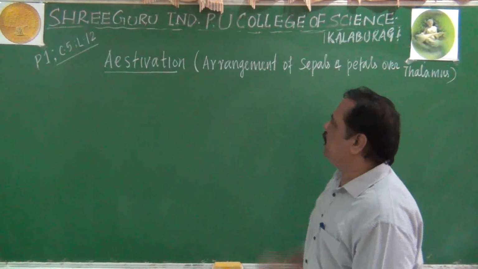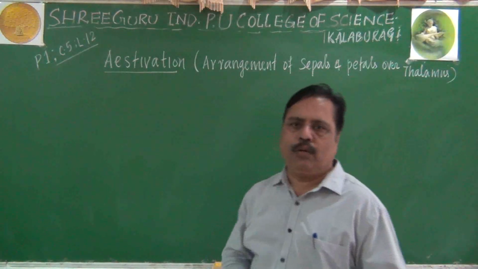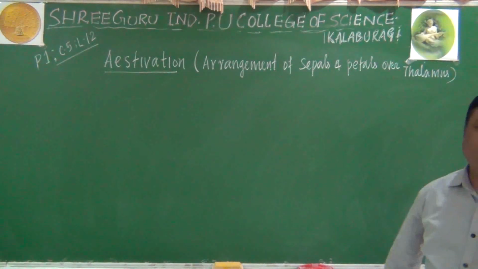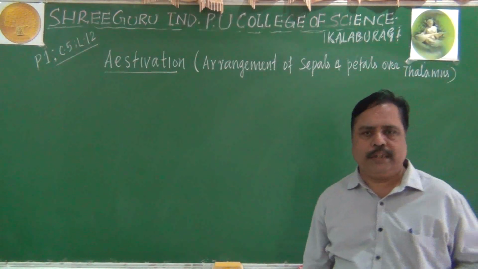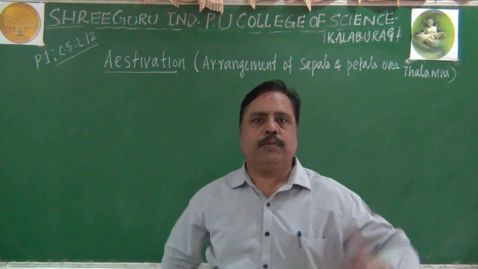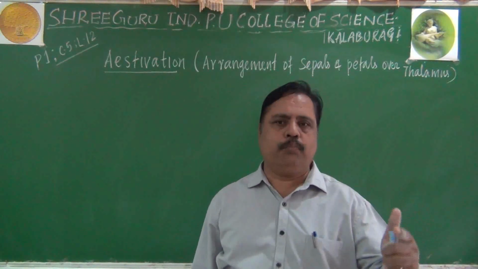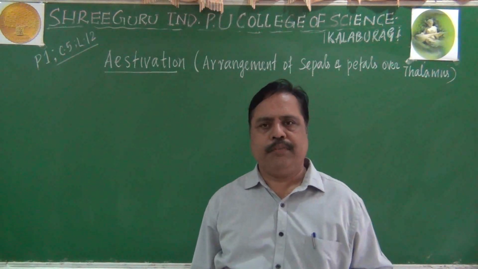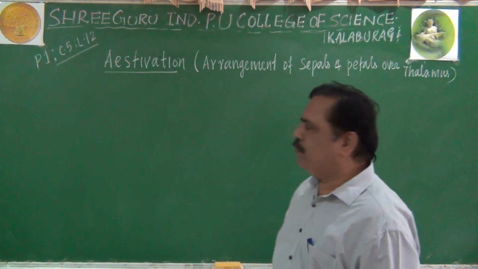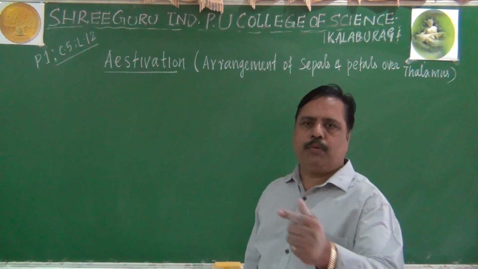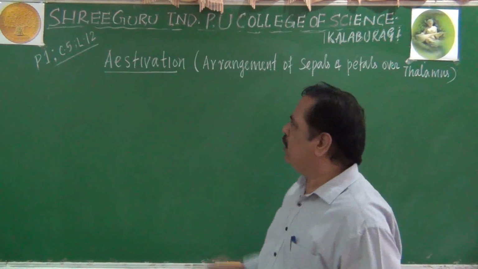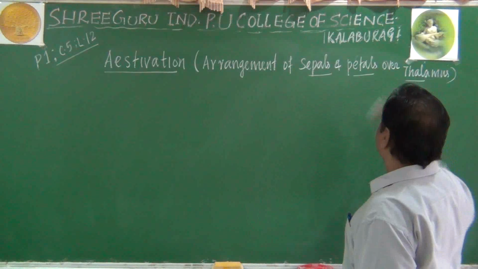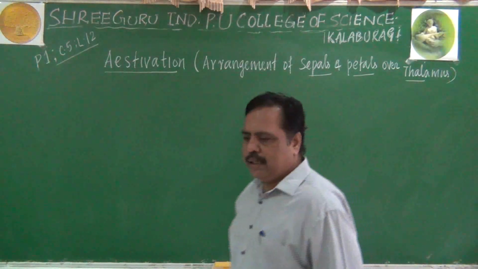Already I used one word called phyllotaxy. Arrangement of leaves over the stem is called phyllotaxy. Do you remember? Leaves over the stem: alternate, opposite, and whorled. These major types we have seen. Here it is the arrangement of sepals and petals over the thalamus, that is called aestivation.